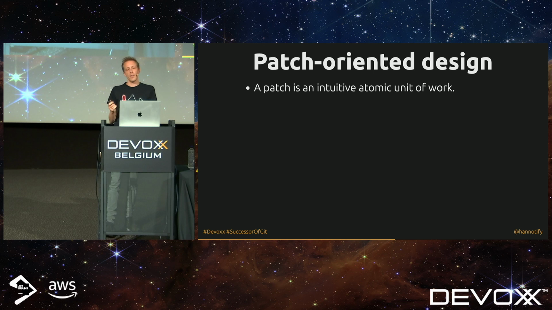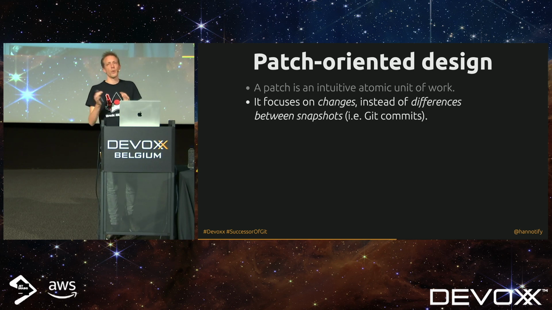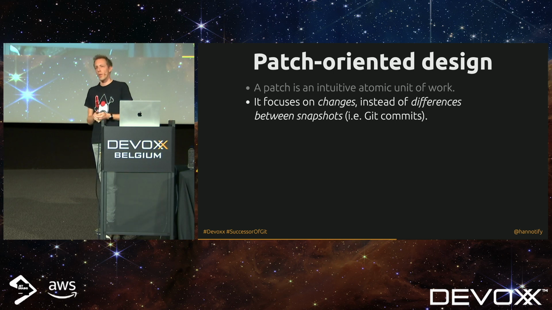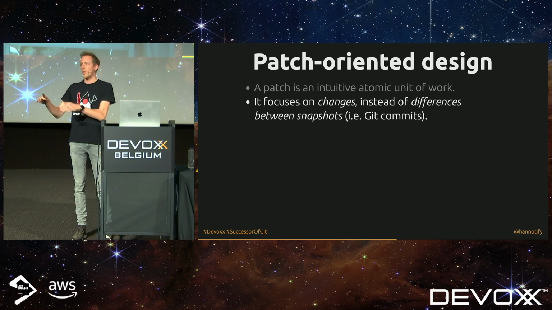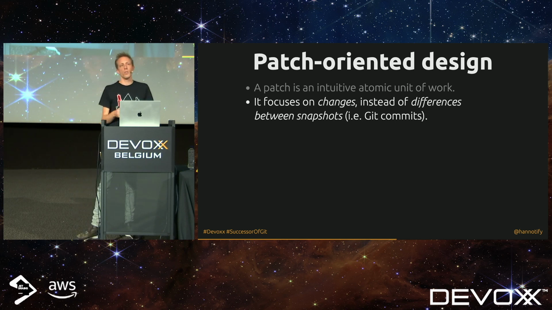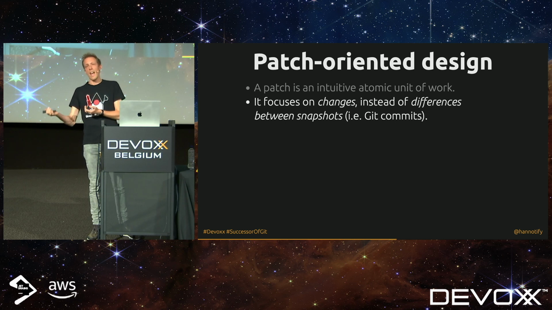And like I said, Pickle is based on a patch-oriented design. So a patch is an intuitive atomic unit of work, and it focuses on changes instead of differences between snapshots. So this is what happens with Git. You create a version of a file, you create a next version, and Git saves the two states of the file. But using changes with Pickle, Pickle stores the things that you added or removed from the file, not the files itself.